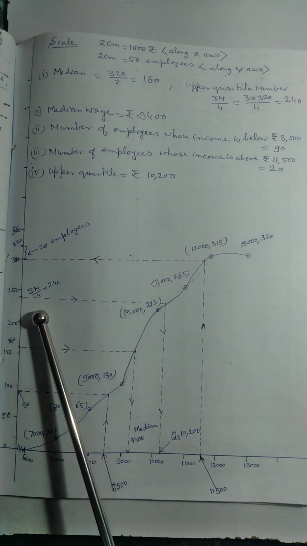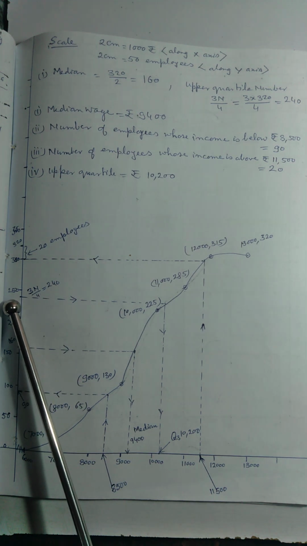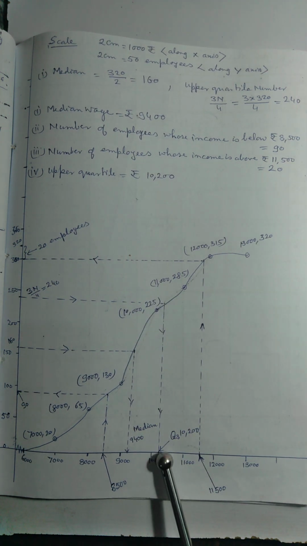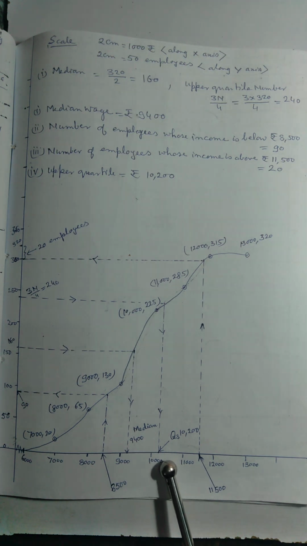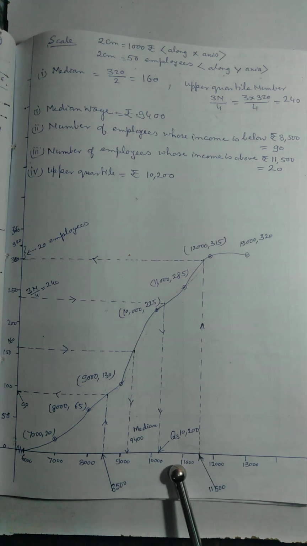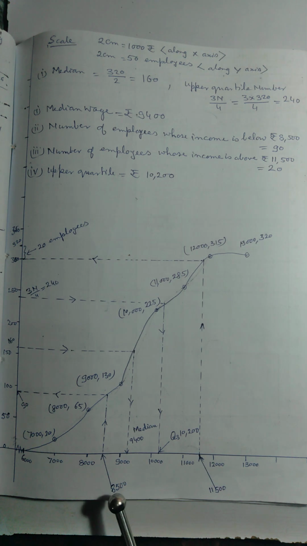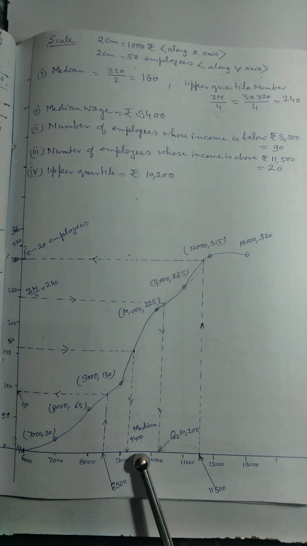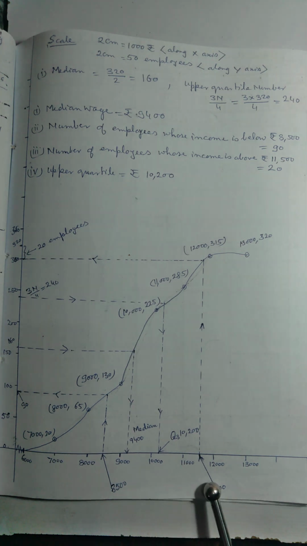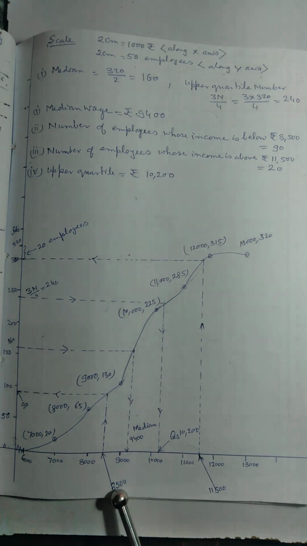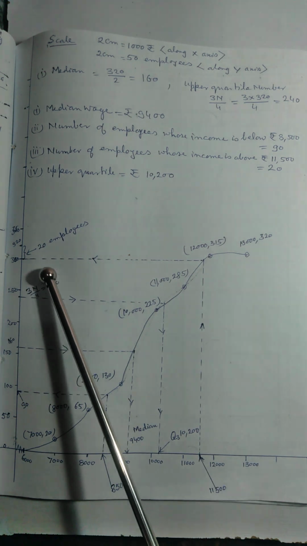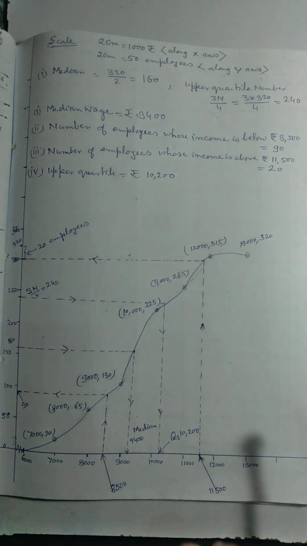Third quartile, you see 3n by 4, that is 240. 240 lies just below 250. From here you draw a line parallel to the x-axis. From the intersecting point of the ogive, you drop a perpendicular to the x-axis which intersects at 10,200. That will be the third quartile. In this way we have done: the first quartile is 8,500, median is 9,400, third quartile is 10,200, the employees earning less than 8,500 is 90, and the senior employees earning more than 11,500 is 20. In this way this question is complete now.